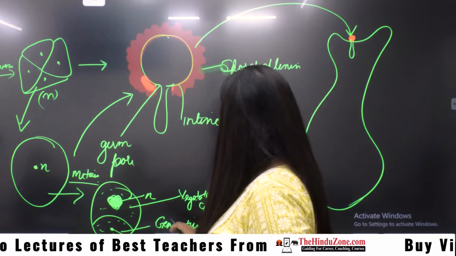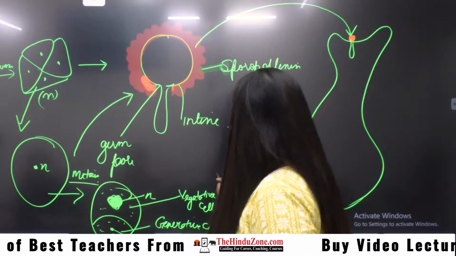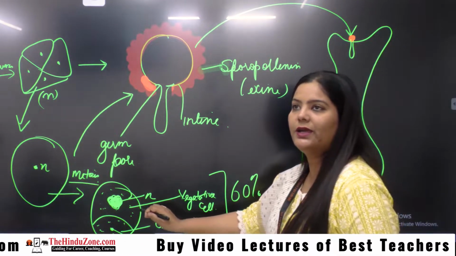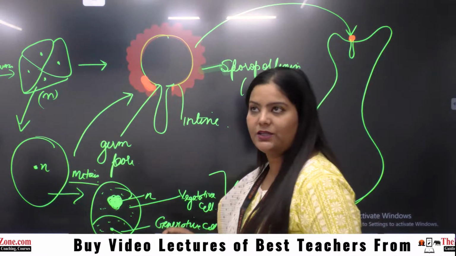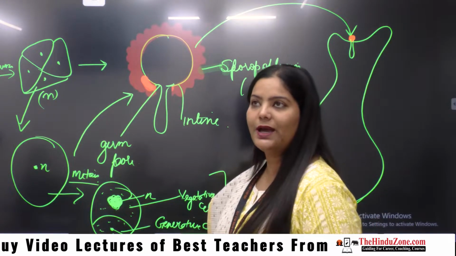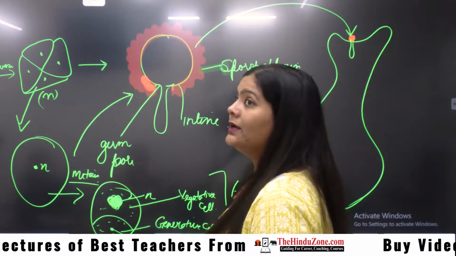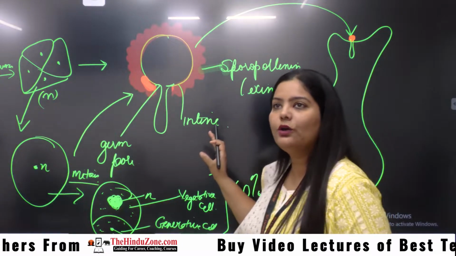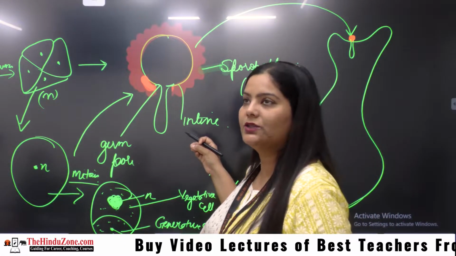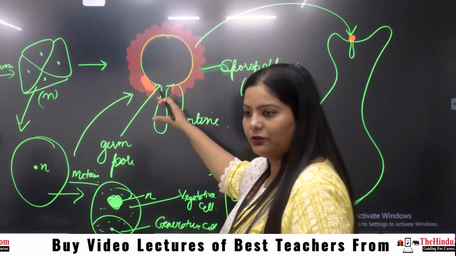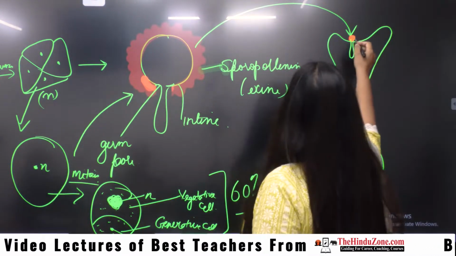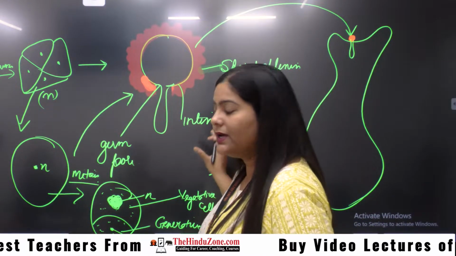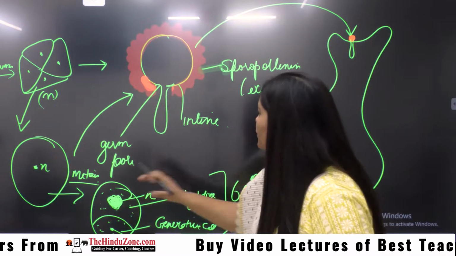I have also said yesterday that 60% of the plants shed their pollen grains at this 2 cell stage only, at this 2 nuclei stage only. But in many of them this process happens later. In many of them they shed at the 3 nuclei stage. So either they form the 3 nuclei before shedding or after landing. Anyhow they have to form these 3 nuclei. Okay? Till now it is just 2 nuclei.